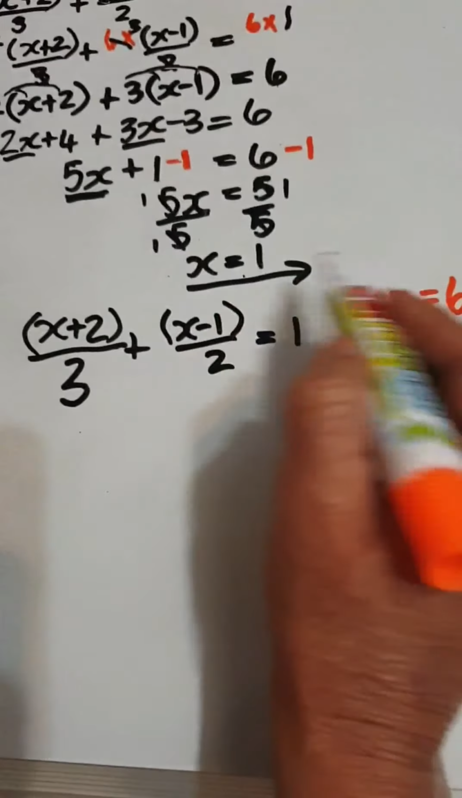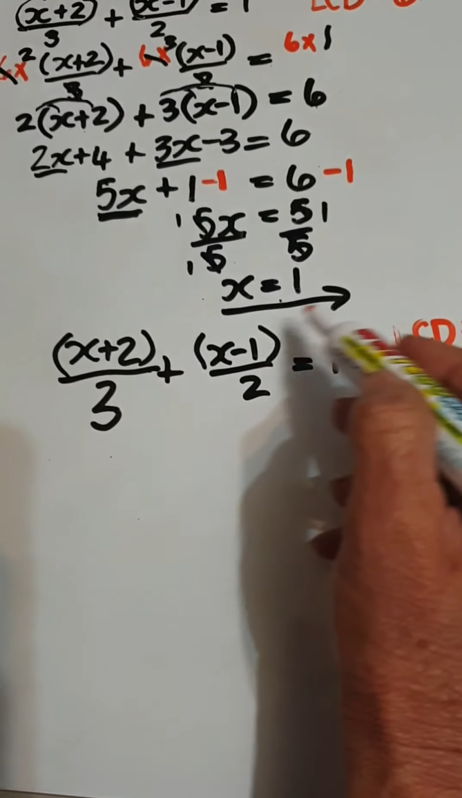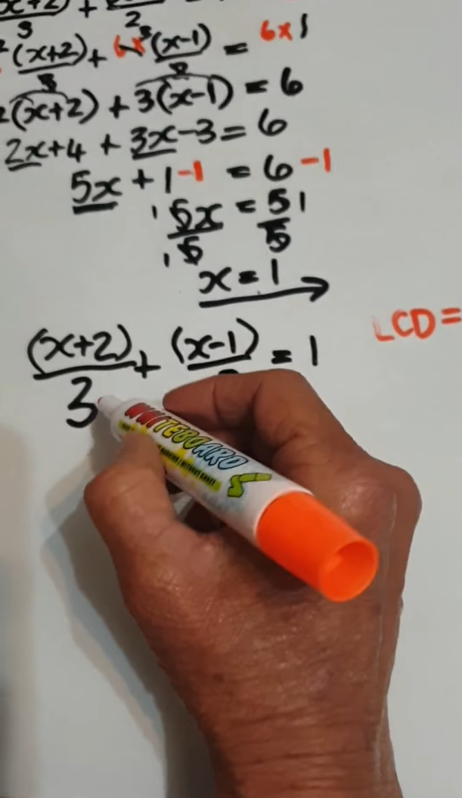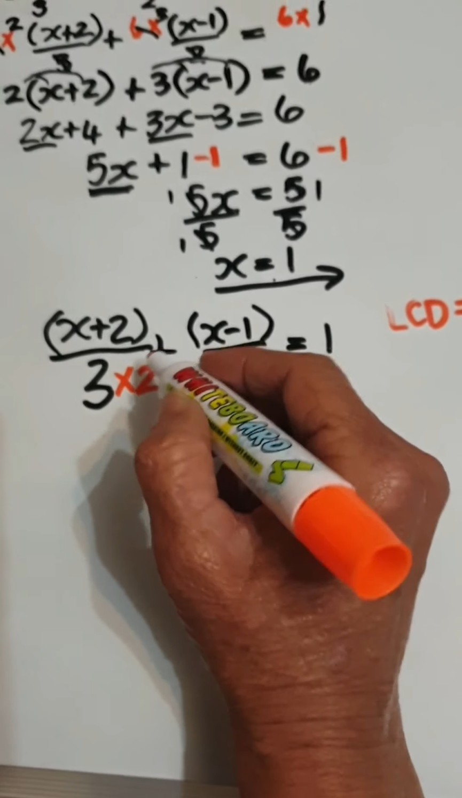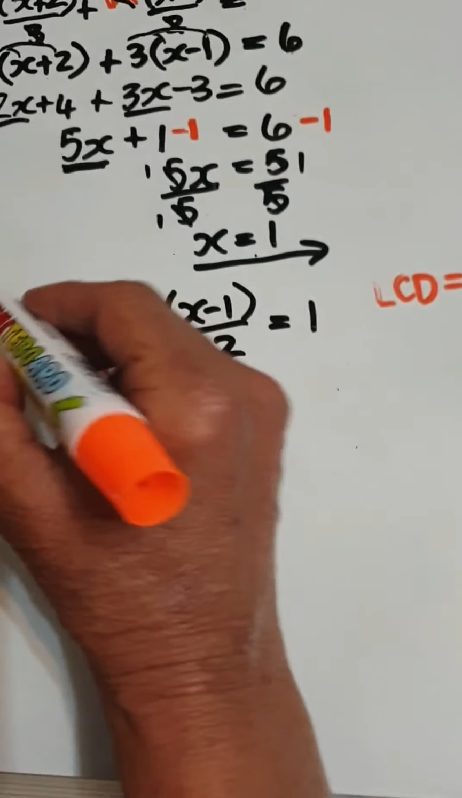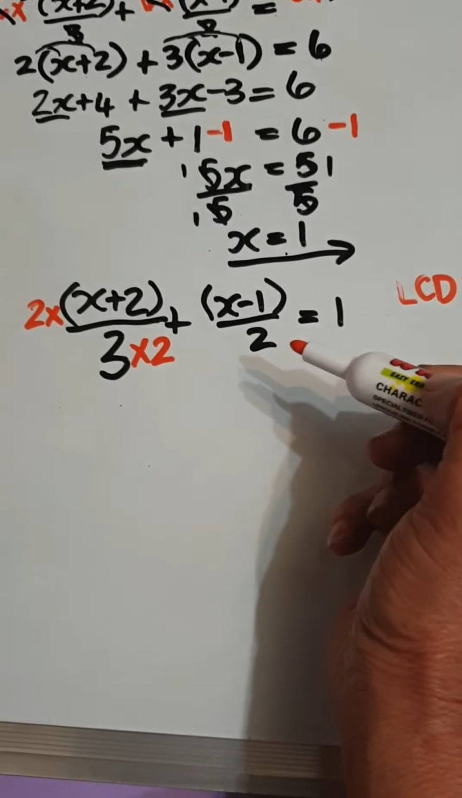And now I'm going to change the denominator so that they are the same. So what must I do with 3? I must times it with 2. And what I do under the line, I must do above the line. So I must multiply with 2 there.